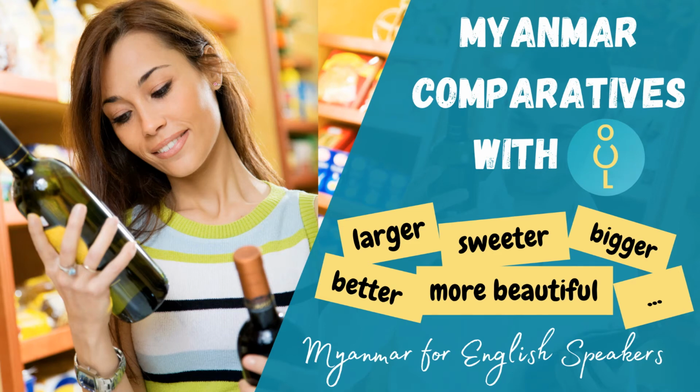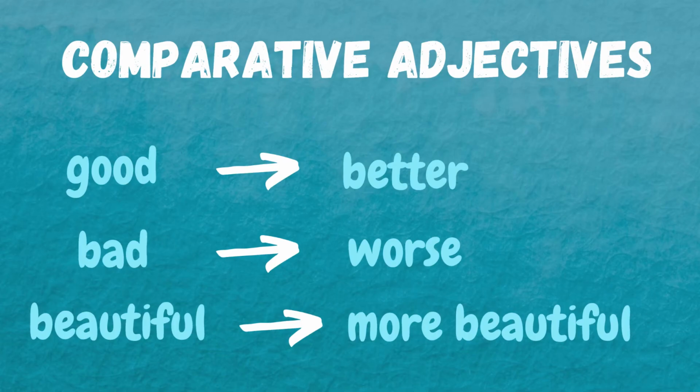My name's Harriet. I'm a native English speaker and Myanmar language learner. In this lesson, I'd like to share with you how to make Myanmar comparative adjectives. So that means words like better, worse, more beautiful, bigger, hotter, and so on. And then we'll practice forming and saying these nifty comparative adjectives in some sentences.